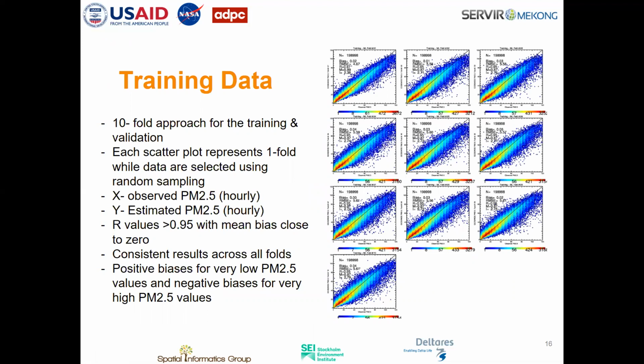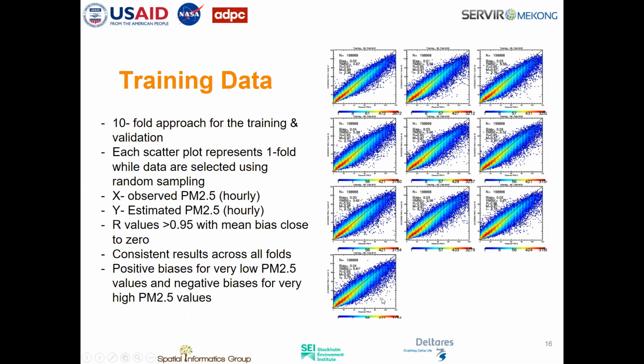And here is the result of the training data. The x-axis is the observed data from the ground, and the y-axis is the estimated PM2.5 from the GEOS climate model, of course, after validated and bias corrected. We have a good R square, and then all the 10 folds have a consistent result.